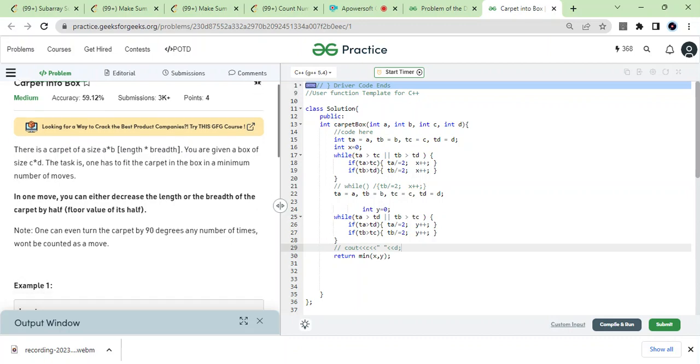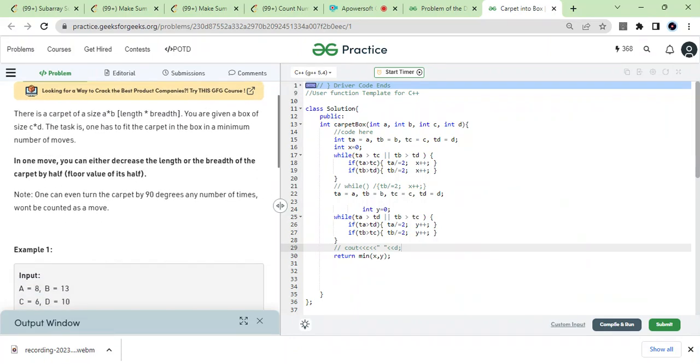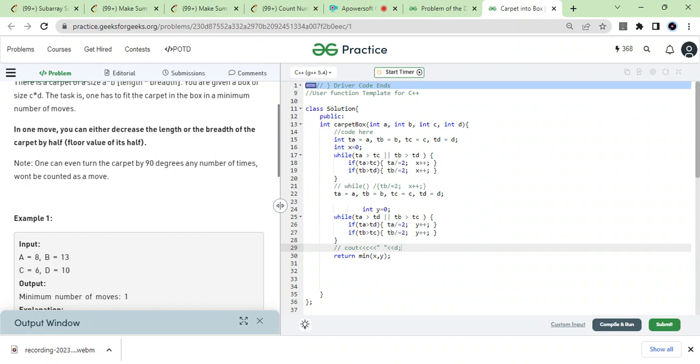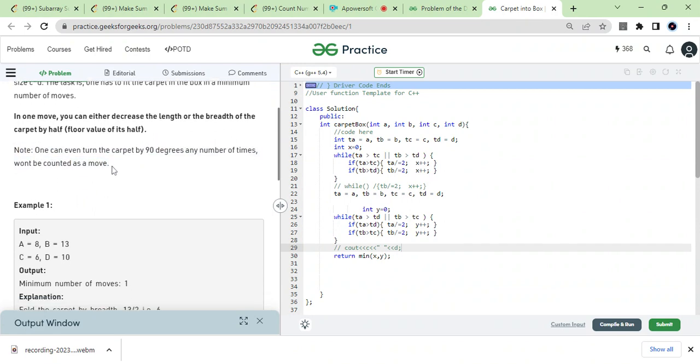So basically, you have to fit one rectangle into another rectangle. In one move, you can decrease the length or breadth of the carpet by half. At every turn you can rotate the carpet by 90 degrees, and this does not count as a move. Okay, so there is also one thing which is given to you.